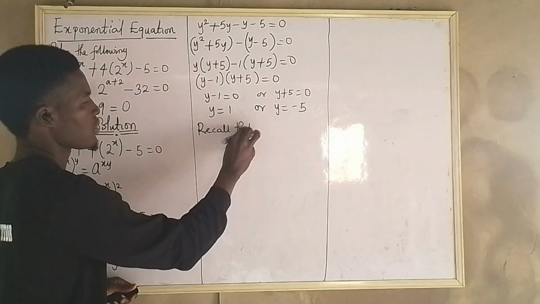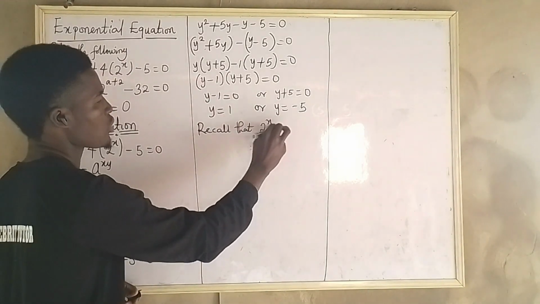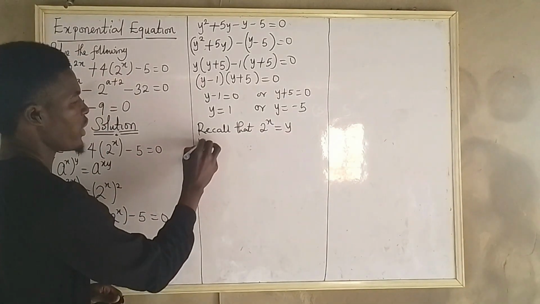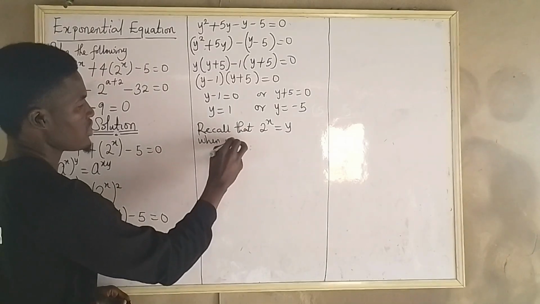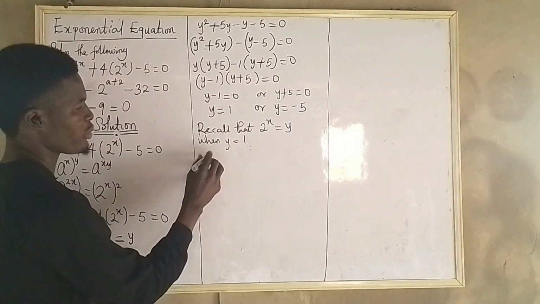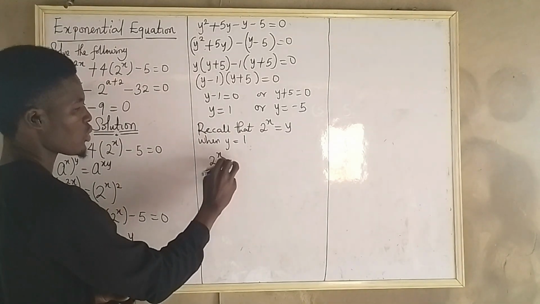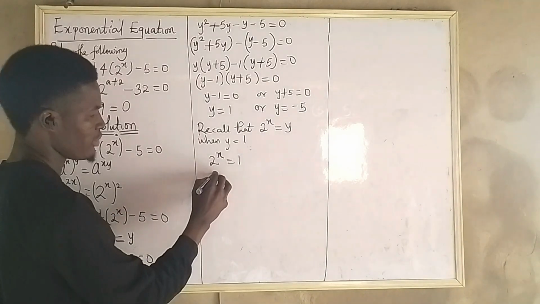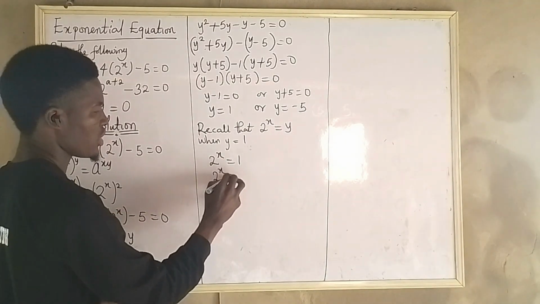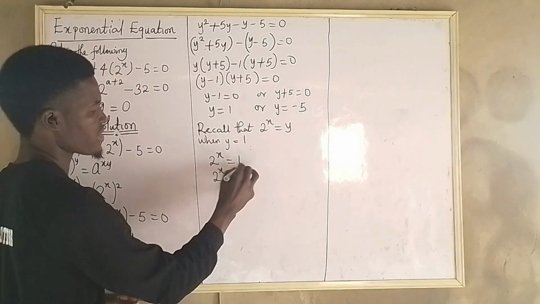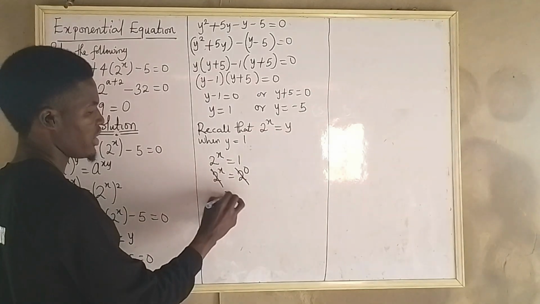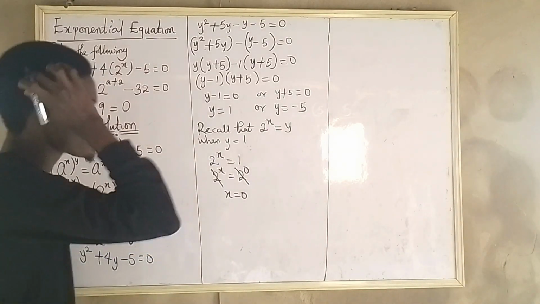So now recall that 2 raised to the power x is equal to y. When y is equal to 1, our first answer, we are going to have 2 raised to the power x equal to 1. And that means 2 raised to the power x is the same thing as 2 raised to the power 0. This cancels this. x equal to 0. Are you seeing that now?